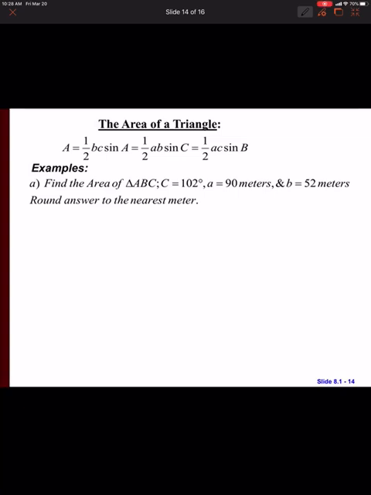All right, let's take a look at an example of finding the area of a triangle. Looking at the area of a triangle, let's talk about how we find the area of any triangle. Going back to geometry, we know area is equal to 1/2 times the base times the height. So let's draw a picture of this triangle.